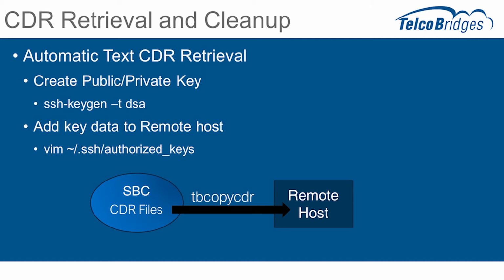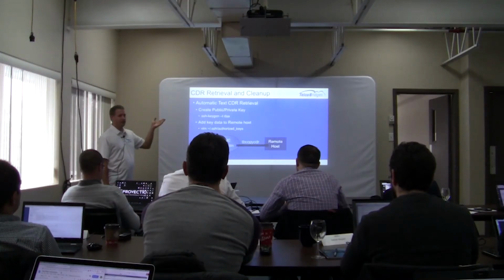You can do an automatic text CDR retrieval. So just as we did earlier on with the TLS certificates, you can do a private key, and then you can pre-authorize, right, the SBC to send the file somewhere, and then you can use this script that's called TB copy CDR to send the CDR file somewhere.